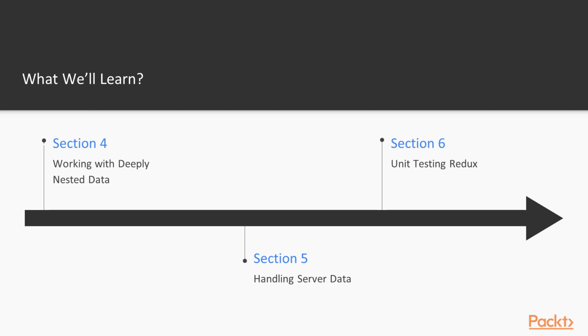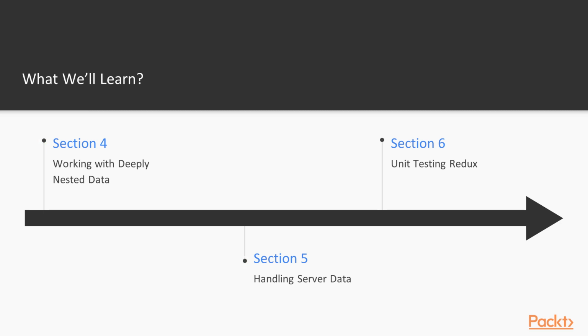Section 4 will be about working with deeply nested data. Our example is going to be more complex. We're going to extend it and add more data, and by adding more data, it's a bit trickier to work with the deeply nested data in the state, but we're going to make it very simple in this section.